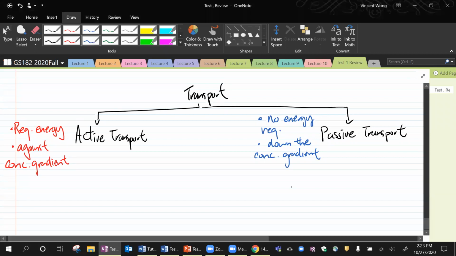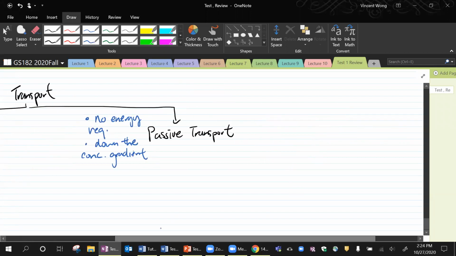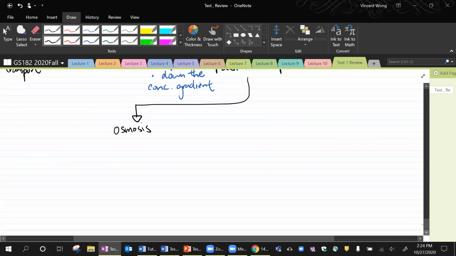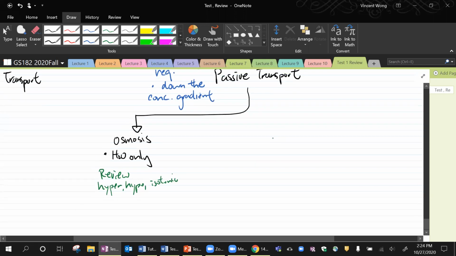Under passive transport, we have various types. For example, there is osmosis. Osmosis is diffusion of water, and it's for water only. You should review hypo, hyper, and isotonic. I can do that too if we have time. That has to do with osmosis, basically.